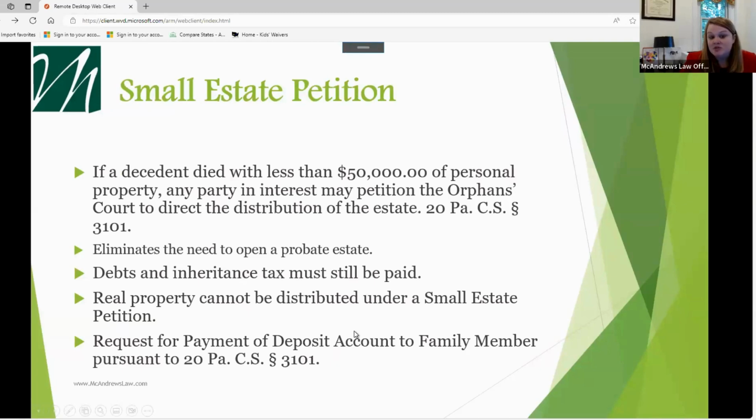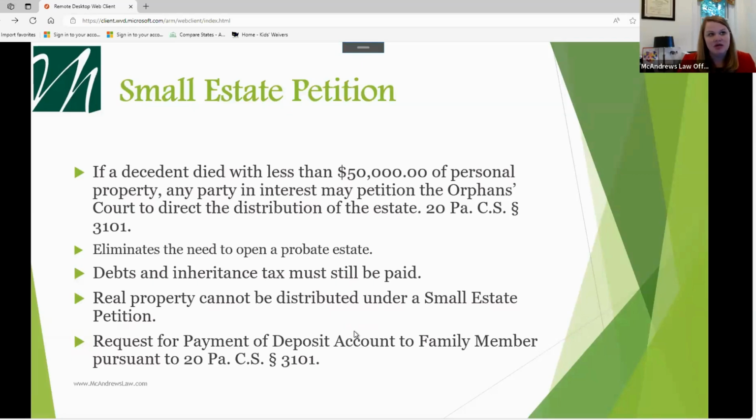Is there a way to handle an estate without going through probate? Yes. You can do a small estate petition. I will say that oftentimes it ends up being more work than it's worth. Your estate also can't be worth more than $50,000. You still need to pay all the debts and file an inheritance tax return. You typically can't file the small estate petition until you get the appraisement back from the Department of Revenue, so it typically does take longer.